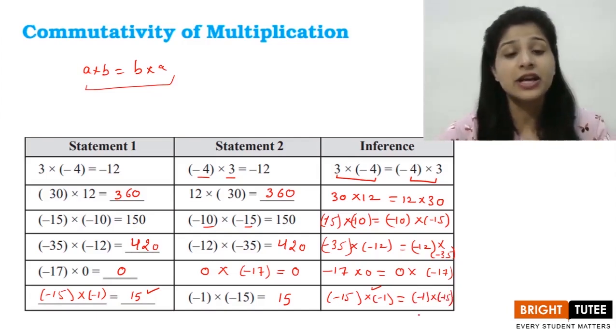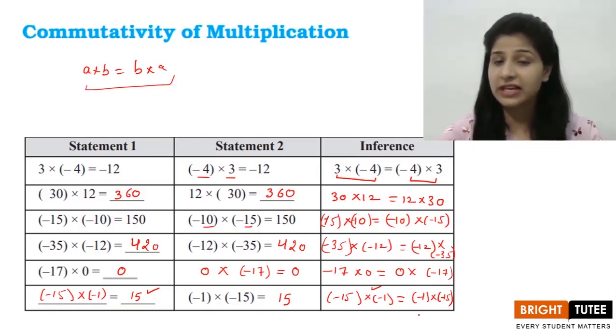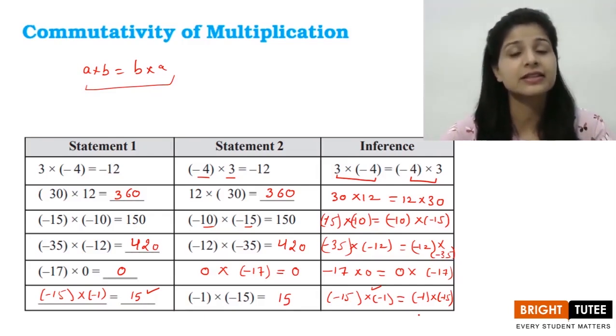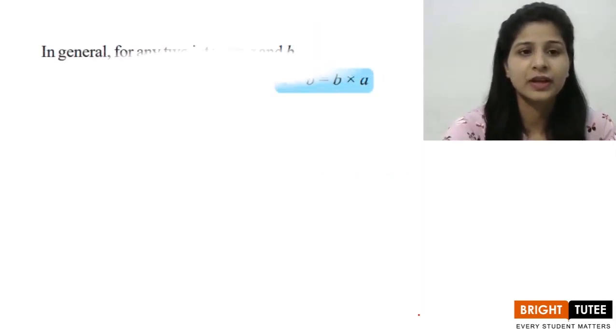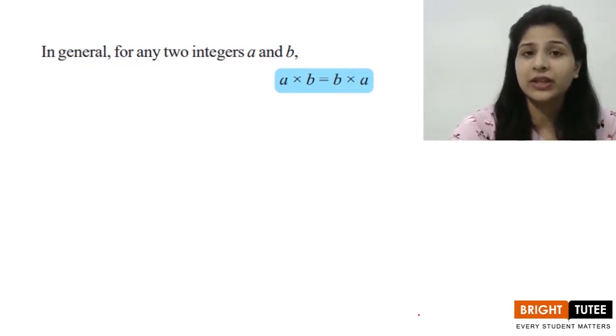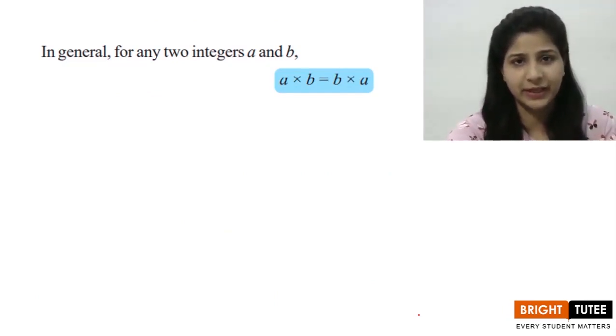And we see in all the cases the answer is going to be an integer. The answer is going to be equal for statement 1 and 2. So we can say commutativity for multiplication of integers is verified. So we can write in general that for two integers A and B, A cross B or A multiplied with B is equal to B multiplied with A. Clear?